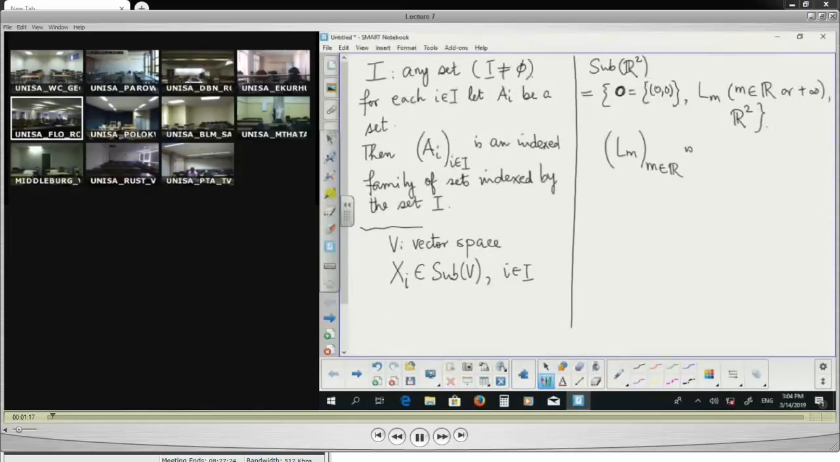This is an indexed family of subspaces of R2 indexed by the reals. You could have many others. I mean to say for R3 you could have many others and so on. Okay?